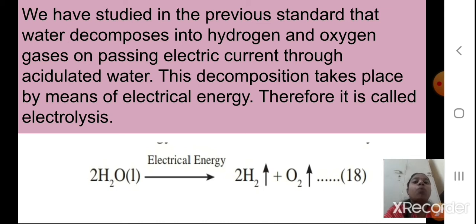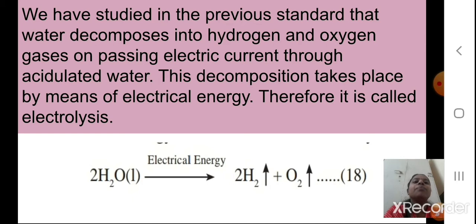You are having water, 2H2O, in the reaction, electrical energy is passed, you get as the products 2H2, hydrogen gas, I will say, because an arrowhead pointing upward is shown, plus O2, okay, oxygen gas. So this is again a type of decomposition reaction.